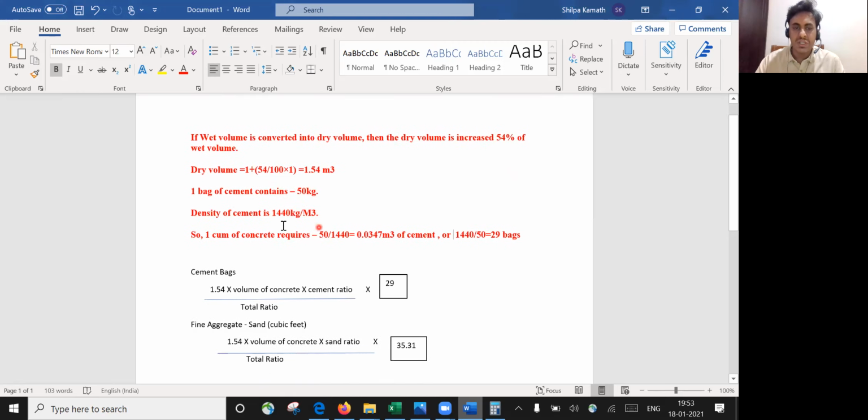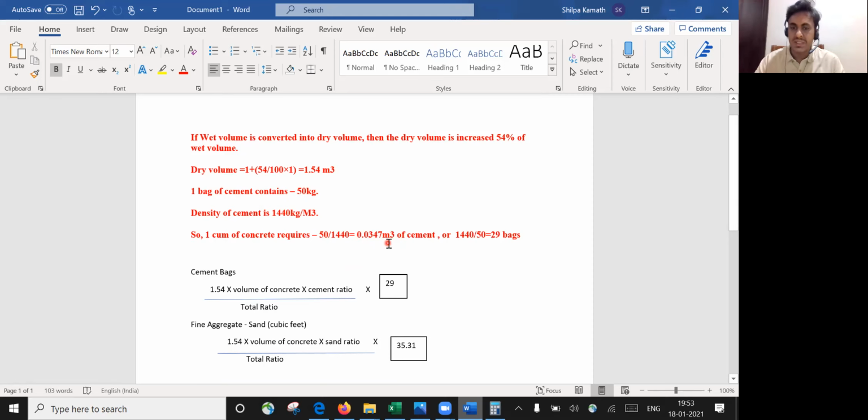Along with that, we need to understand this as well. One bag of cement contains 50 kg. In India, one bag of cement is 50 kg; it depends on which country you're from. The density of the cement is 1440 kg per cubic meter. So how much cement does 1 cubic meter of concrete require? Take 50 kg and divide by 1440: 50 upon 1440 gives 0.0347 cubic meter of cement.